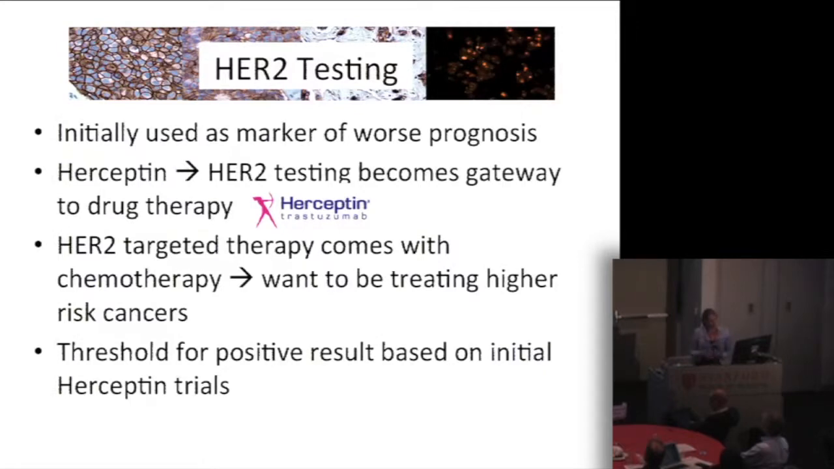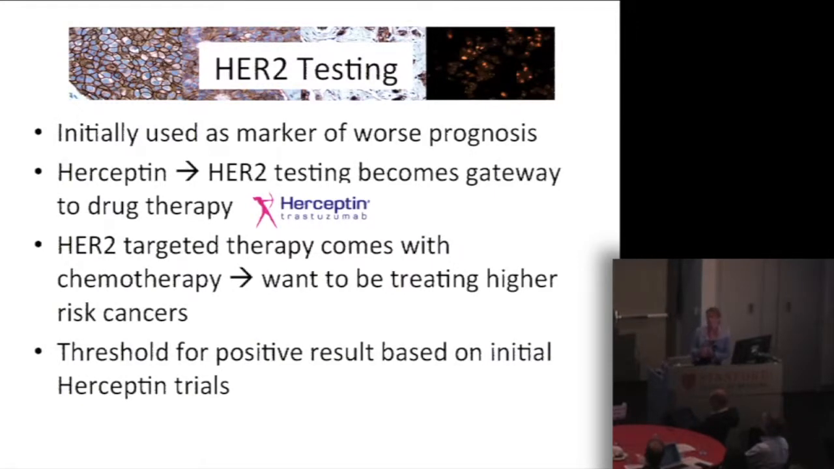So in HER2 testing, again, we initially used HER2 testing as a marker of a worse prognosis in breast cancer. And then along came HER2 targeted therapy, and really that test became the gateway for making patients a candidate for Herceptin and now other HER2 targeted drugs. But this therapy comes with chemotherapy. You don't give the HER2 targeted therapy alone.